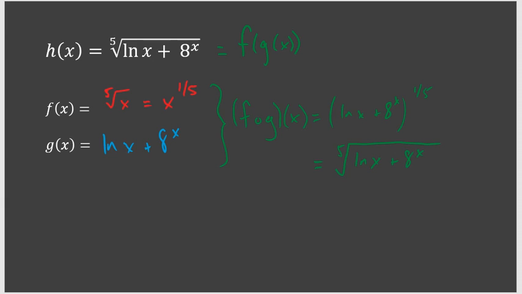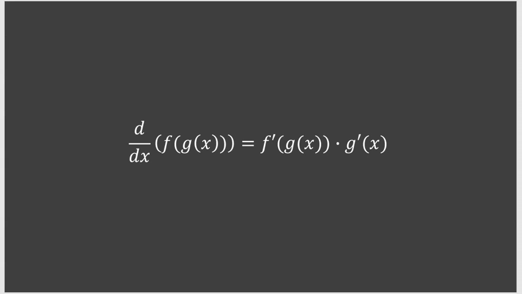So if you have the composition of two functions, f of g of x, and you differentiate it, what do you get? Well, by the chain rule, the derivative of f of g of x is equal to f prime of g of x times g prime of x. So you're taking that inside function and you're plugging it into the derivative of the outside function, and it's that times the derivative of the inside function.